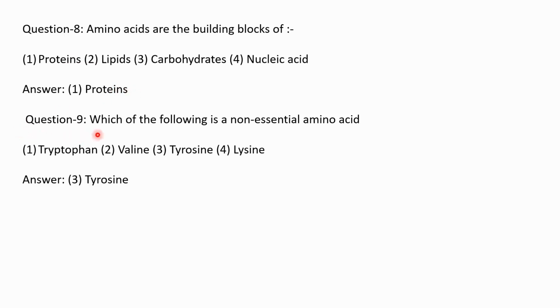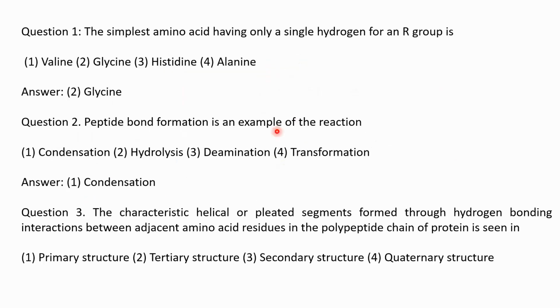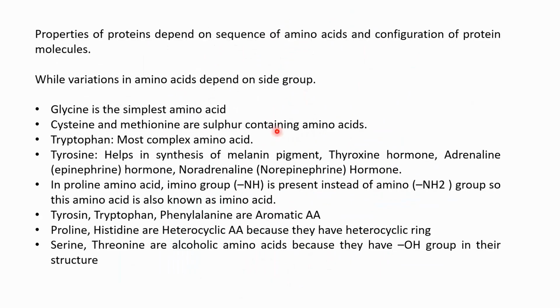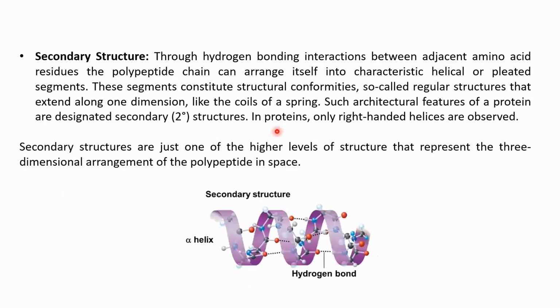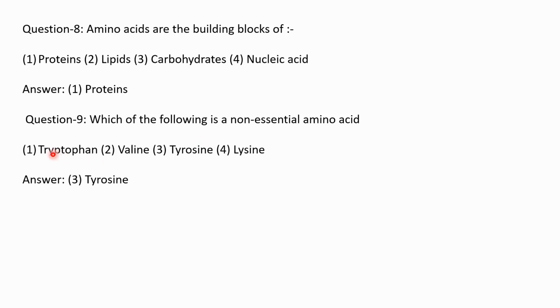Question number 9: which of the following is a non-essential amino acid? Basically, we read about the essential and non-essential amino acids. From the options, tyrosine is the one which is a non-essential amino acid. That is, we do not need to take tyrosine in the form of supplements or diet. It can simply be synthesized by our body. Therefore, it comes under the category of non-essential amino acids.